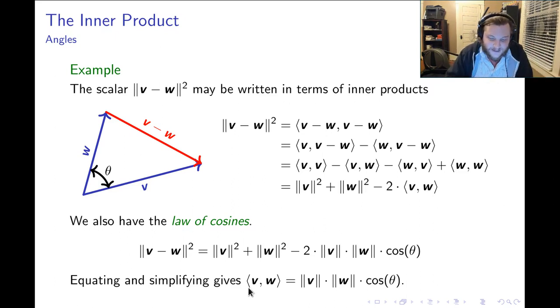This formula tells us that the inner product of v with w is the same thing as the product of the two lengths of those vectors, so the length of v multiplied by the length of w, multiplied by the cosine of the angle between these two vectors. This is incredible because what it means is if we're talking about two vectors that live in any dimension, we now have a formula that makes sense, and it tells us how to work with angles in high dimensions.